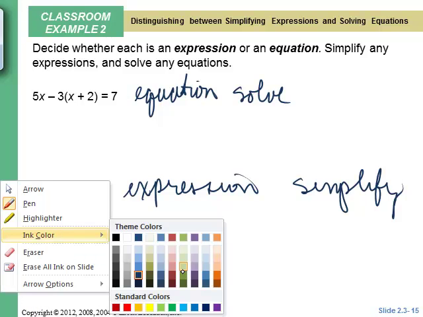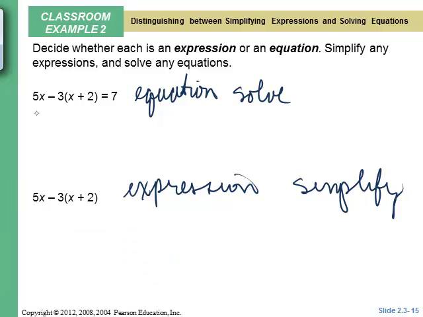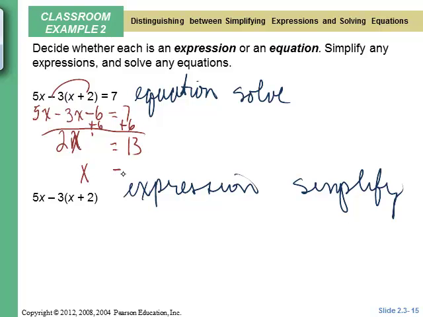I'm going to change colors here, and let's go through the process. For this first one, we multiply out the parentheses, 5x minus 3x minus 6, right? Negative makes that negative 6 equals 7. 5x minus 3x is 2x. Add 6 to both sides. We get 2x equals 13. x is 13 halves.